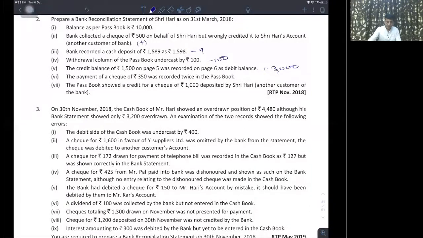हाँ, the payment of check of rupees 350 was recorded twice in the cash book, in the passbook. I'm sorry. Payment recorded twice. आपने बैलेंस कम किया 350 से, बैंक ने बैलेंस कम किया 700 रुपए से. So passbook to cash book add 350.